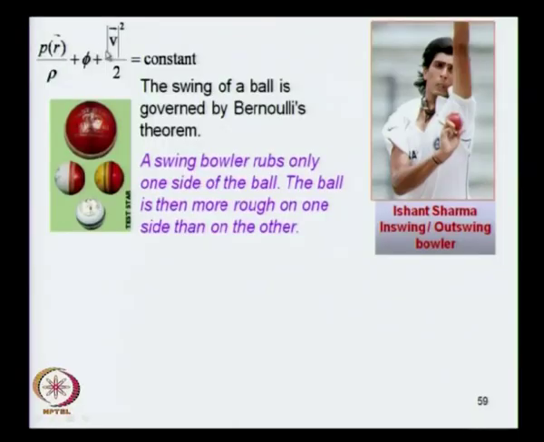and if there is a velocity difference on the two sides of the ball, then the sum of these three quantities being constant, if the velocity term is different, then the pressure will have to be different. So, if the velocity is more on one side, then the pressure on that side will be less. So, there will be a pressure gradient across the ball, and it is this pressure gradient which will swing the ball when it is moving through the fluid.